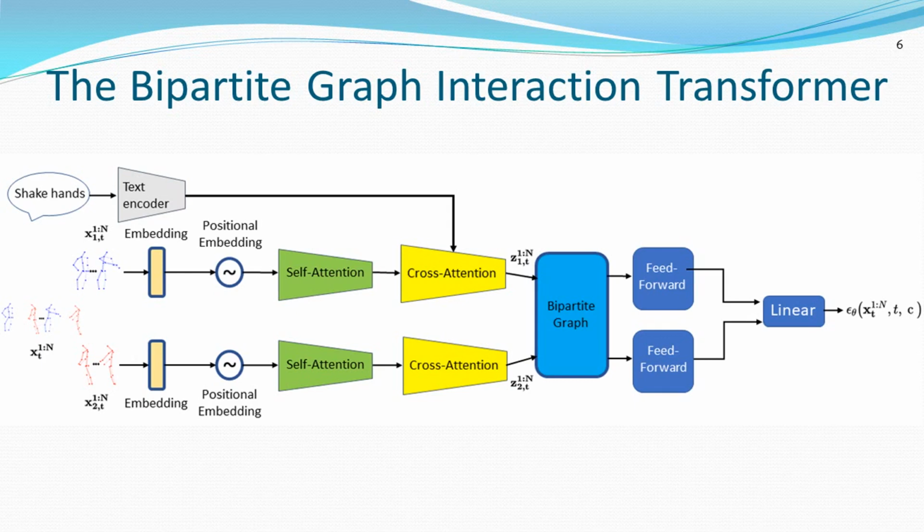Then, however, after the cross-attention, the output will go through the bipartite graph network that will learn the interactive part of the motion. After which we go through a feed-forward and linear layer to obtain epsilon theta, which is the variable we want to optimize with the diffusion loss.